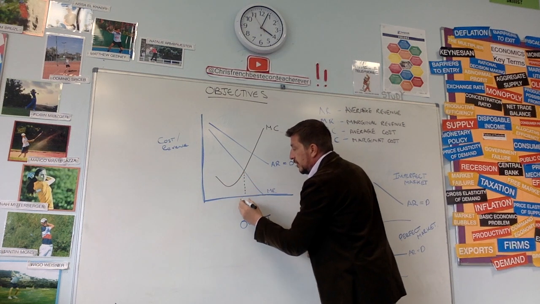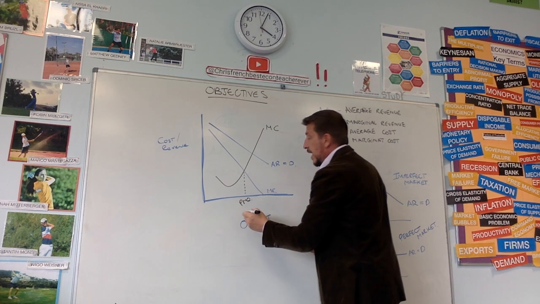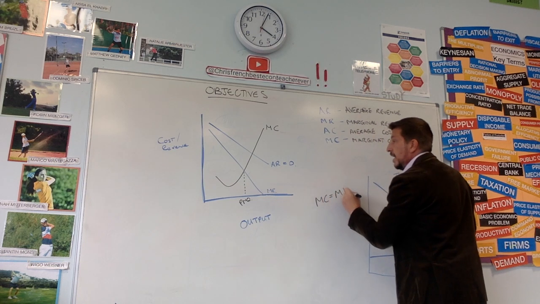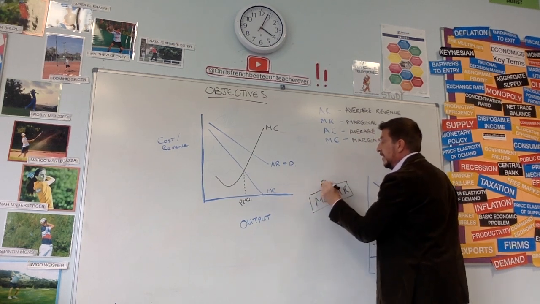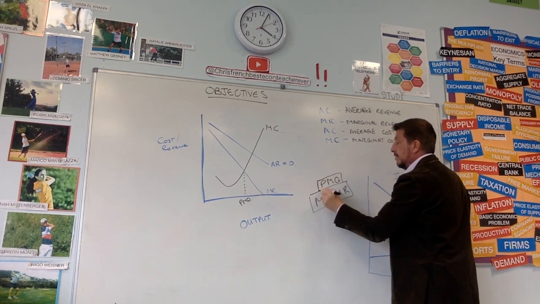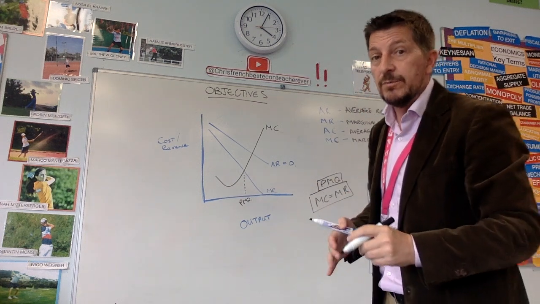Profit maximization is where MC equals MR. This is profit maximization. Really important. That's one of our big objectives when we come to work this out.